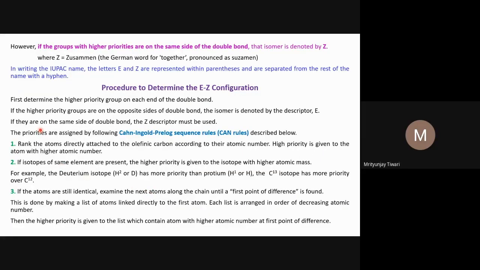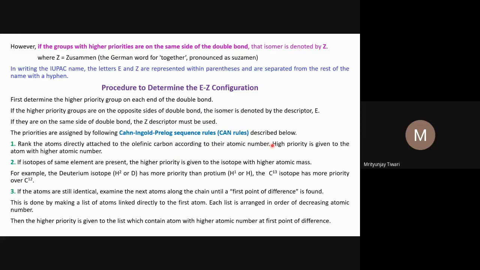If they are on the same side, this descriptor must be used. The priorities are assigned by following the Cahn-Ingold-Prelog sequence rule, described here. Rank the atoms directly attached to the olefinic carbon, the carbon having the double bond, according to their atomic number, and high priority is given to the atom having the higher atomic number.